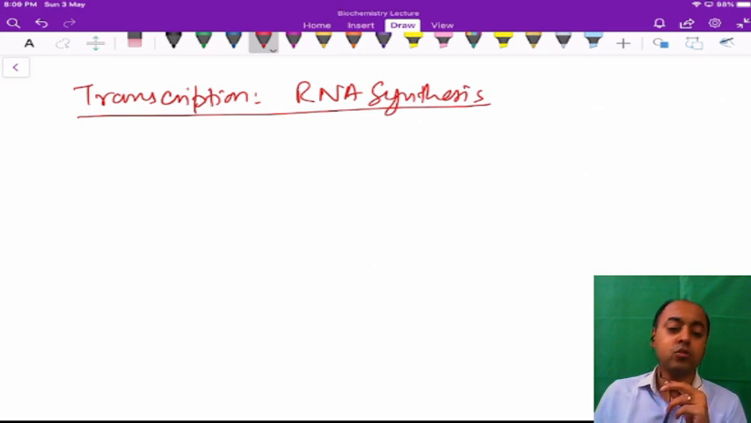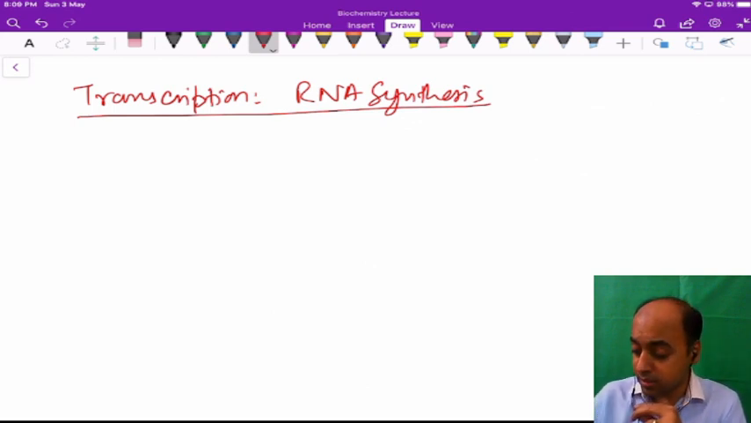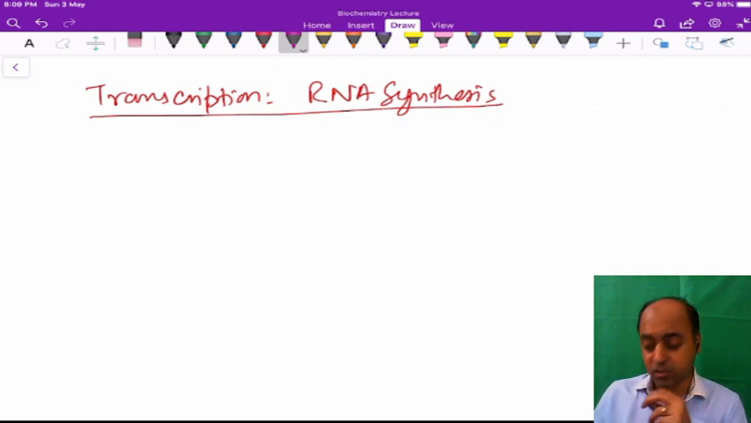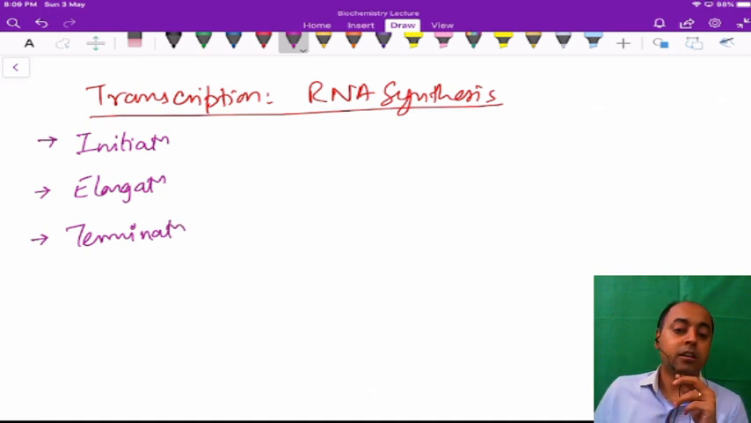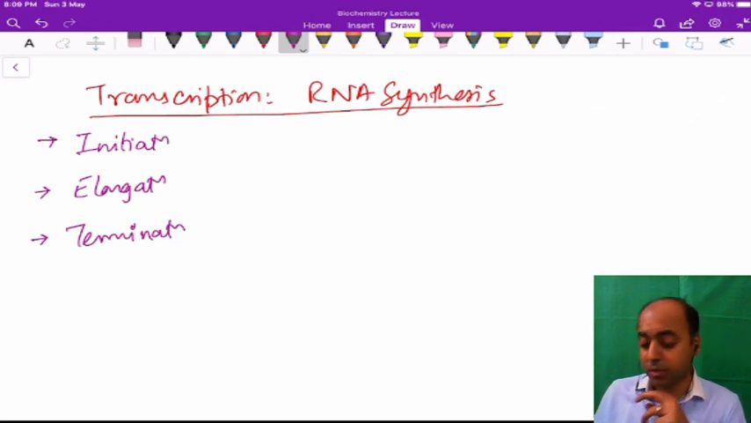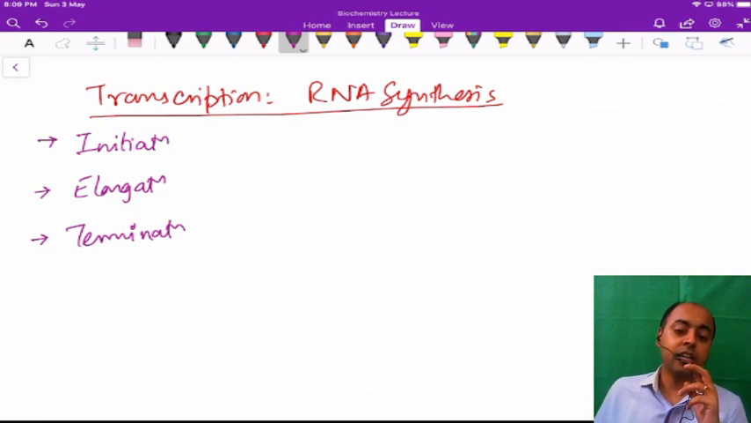Okay, moving on to transcription, also known as RNA synthesis. Now transcription is very simple. It is achieved in stages. We describe the stages as initiation, elongation, and termination. We'll see something similar when we do translation, that is protein synthesis, where similar stages will be there. Let's look at the three stages that we've described for transcription, that is RNA synthesis.